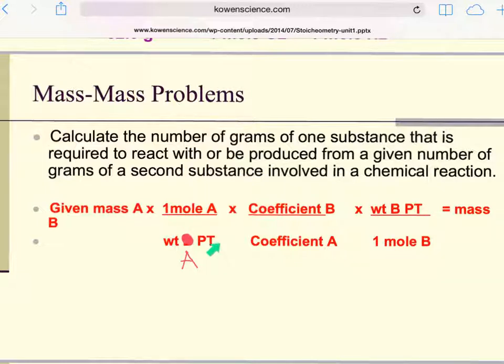Our masses of chemical A will cancel out. Our moles of chemical A will cancel out. Our moles of chemical B will cancel out, leaving us a final answer in grams of chemical B.